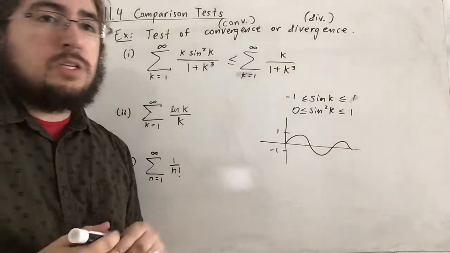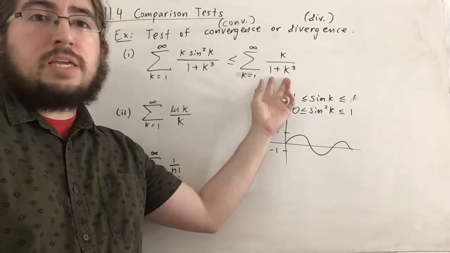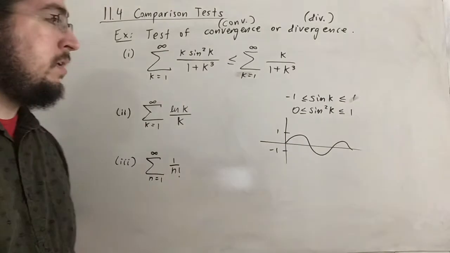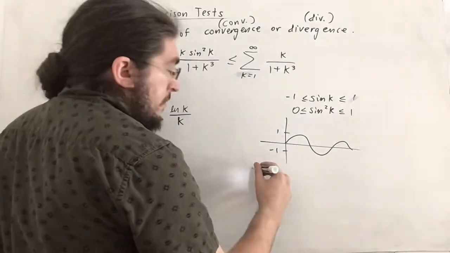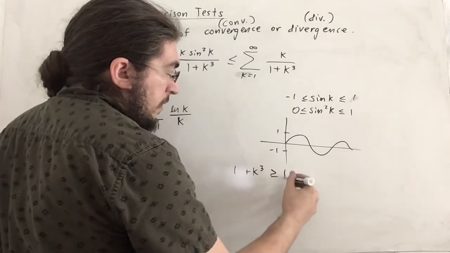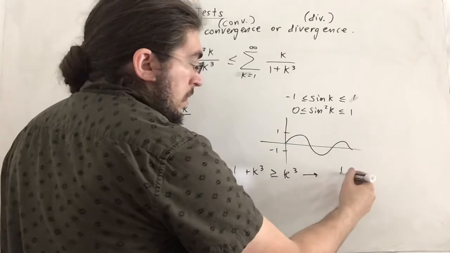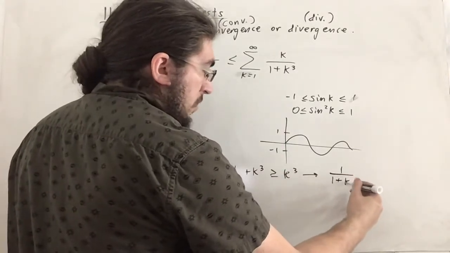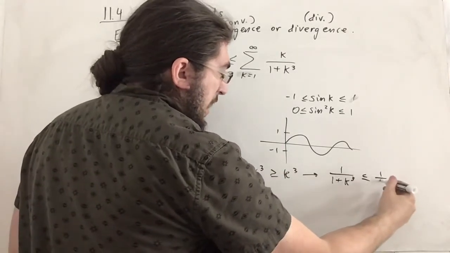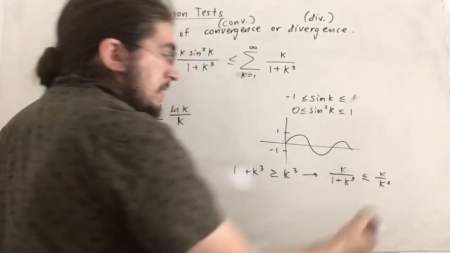The next thing I'm going to do is get rid of that plus 1 on the bottom by recognizing that 1 plus k cubed is bigger than k cubed. So let me just write down here, since k cubed plus 1 is bigger than or equal to k cubed, then that means their reciprocals must have the opposite inequality. And now all we have to do is multiply both sides by k, and then we end up getting this.